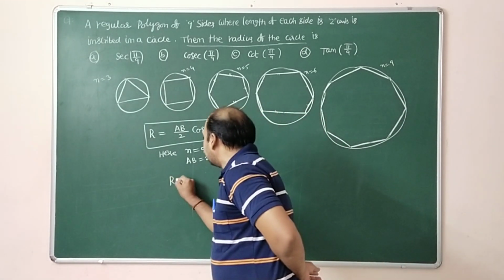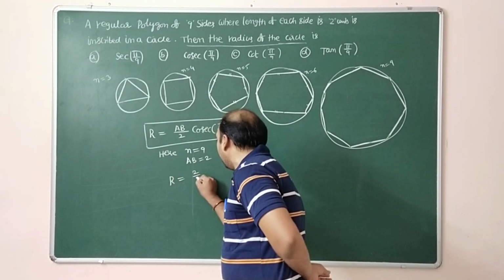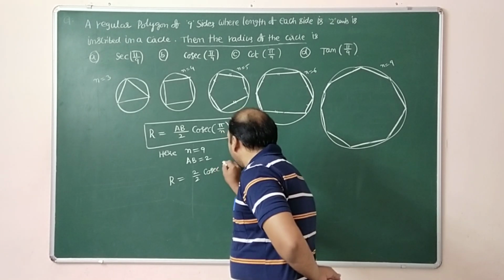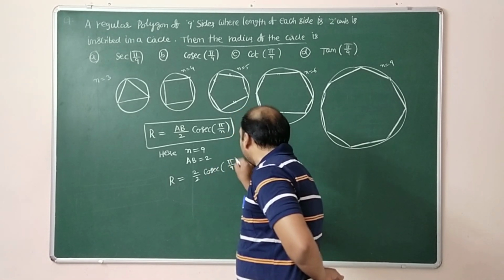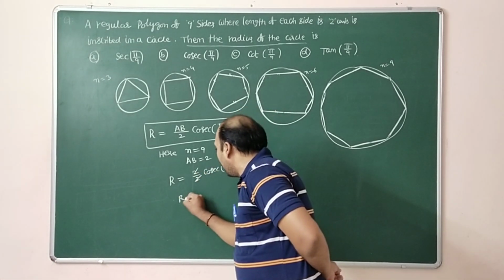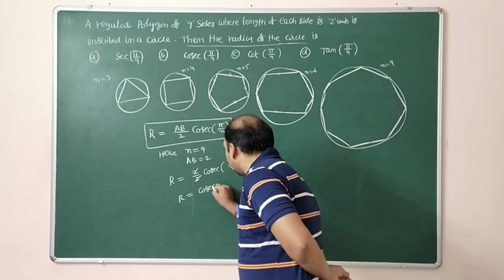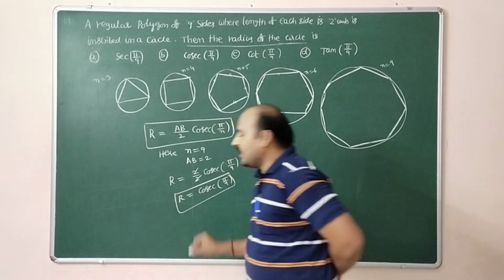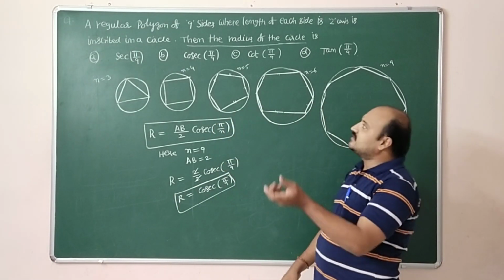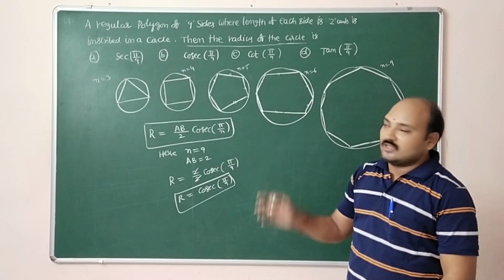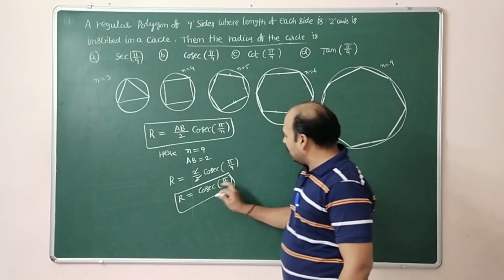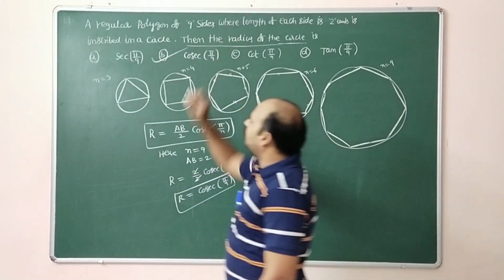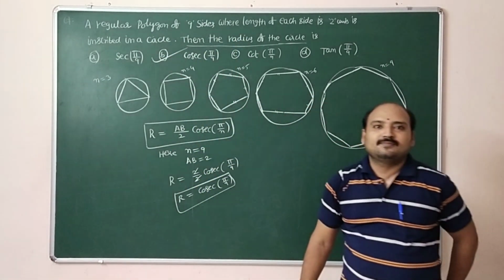So capital R is equal to, AB value is 2 by 2, cosecant of pi by n, n value is 9. 2 gets cancelled. Therefore, R is equal to cosecant of pi by 9. So this is the required radius of the circle in which the regular polygon is inscribed. So cosecant of pi by 9 is there in the second option.